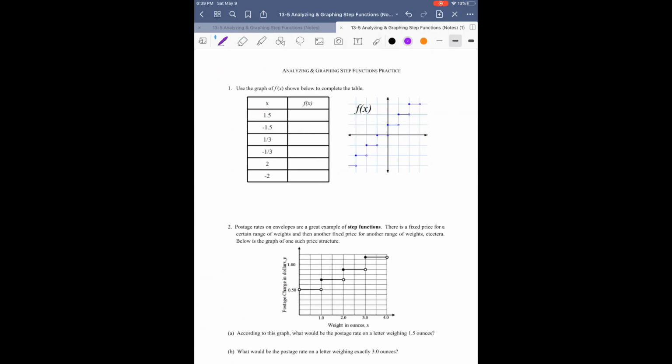So I want you to try out questions number 1 through 2 on the next page for analyzing and graphing practice. And please submit each page of your notes plus this practice to your teacher.